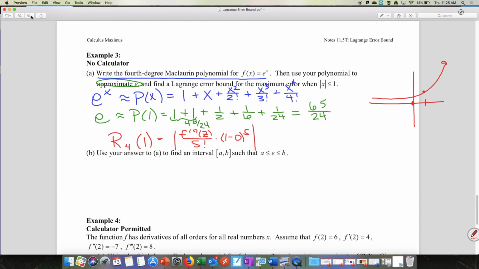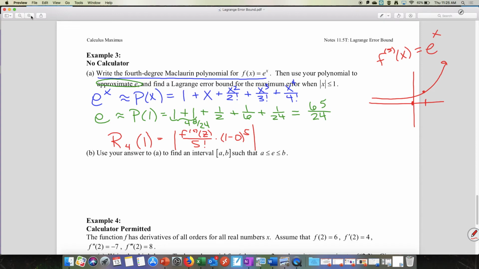I'm confused. That sounds like cheating. How are you approaching this? Our fifth derivative is 2.7. We don't know that e to the x. We don't know that e equals 2.7, but it does approximate e. Yeah, but we don't have our calculator to help us with that calculation.